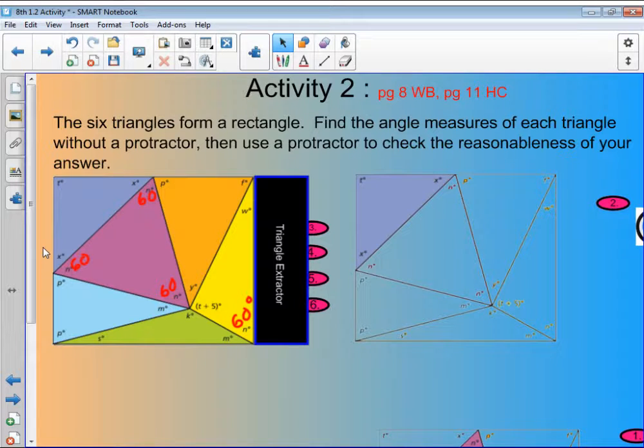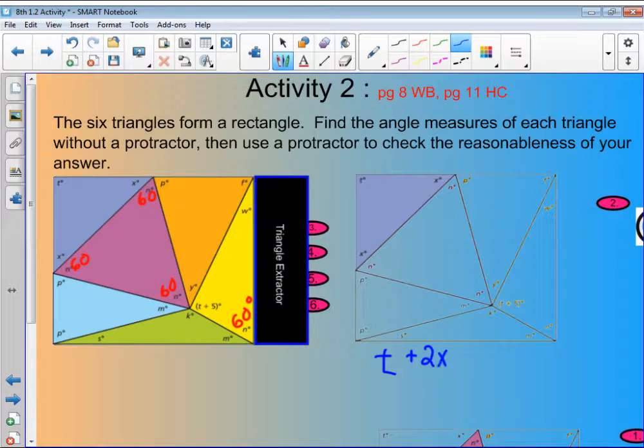When you look at that, what are we noticing we have? We have a T, and how many x's? 2, right? So we're going to say T plus 2x equals 180. Well, Mrs. Swanson, we didn't do anything where we had 2 letters. How are we supposed to figure that out?